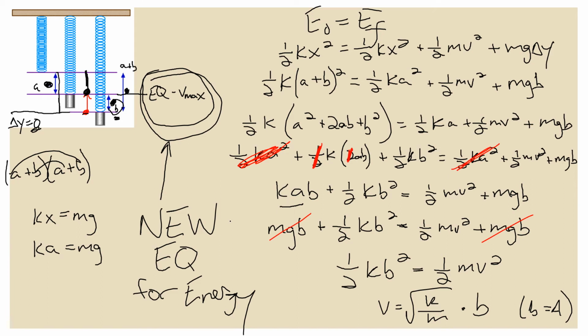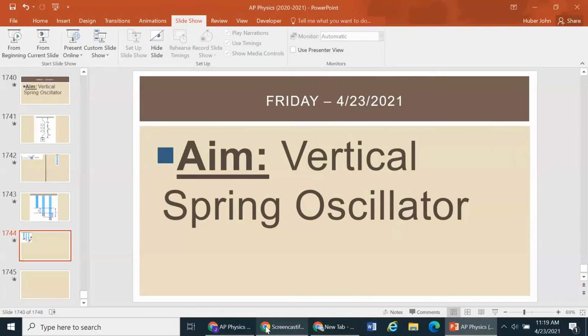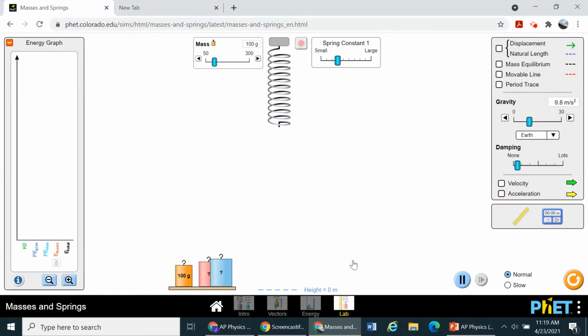And that's pretty cool. And so the main idea that we are trying to get across here right now is that this situation looks just like a horizontal oscillator, and mathematically we could treat it the same. Conceptually, we can treat it the same.